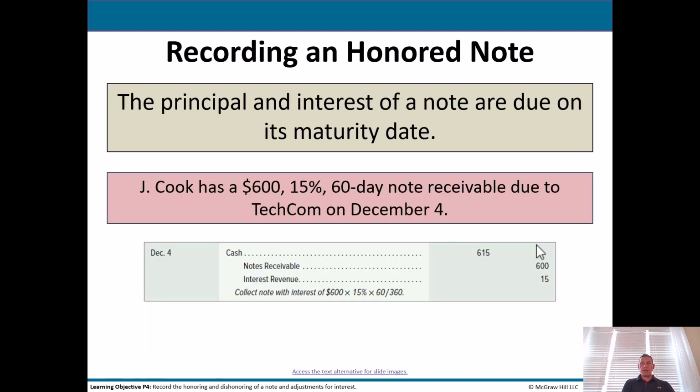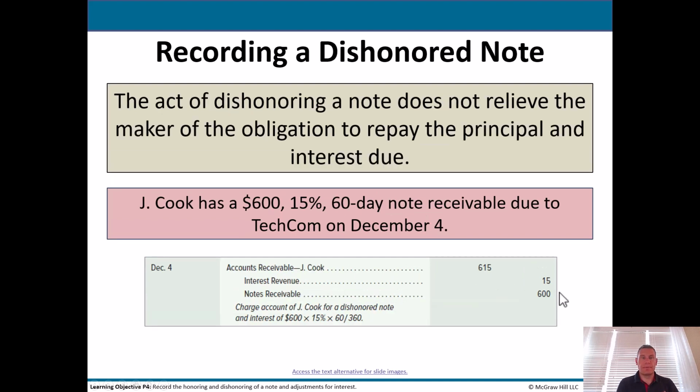So recording an honored note, that just means somebody paid it when they were supposed to. That's it. The principal and interest of a note, of course, are due on its maturity date. So J. Cook has a $600 15% 60-day note receivable that's due on December the 4th, so it's been paid. So the company is increasing cash for 615. That, of course, is the principal and the interest. They are removing notes receivable because it's now been paid. That's an asset account, so it's a credit to remove it. And then they are recording $15 worth of interest revenue.